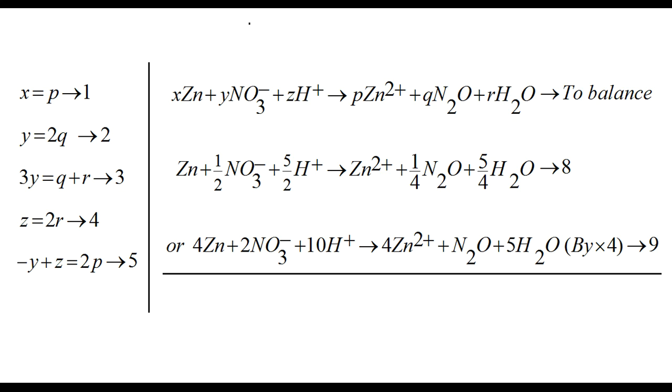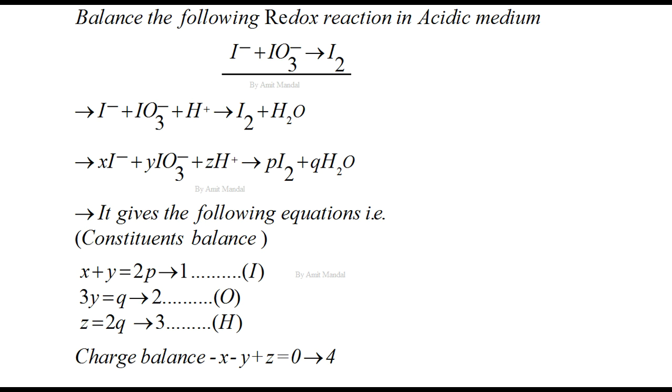Now let's take one more example. Balance the following redox reaction in acidic medium: I- + IO3- gives I2. We know that the first step, if the reaction is occurring in acidic medium, is to add H+ ions to the LHS and H2O to the RHS. And next is to apply the coefficients. So ultimately we get xI- + yIO3- + zH+ gives pI2 + qH2O.